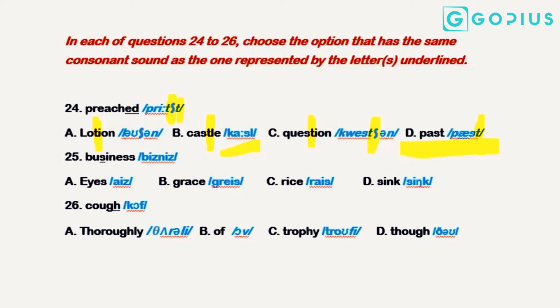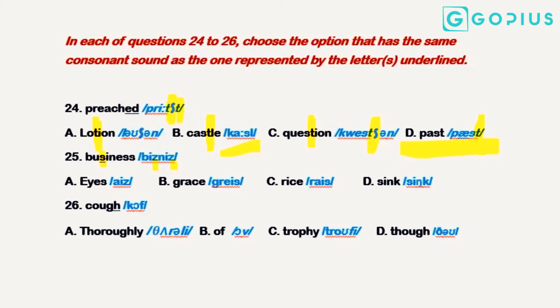So next, we have business. As you can see from the transcription, business, this is z, voiced consonant sound, even though it is represented by the letter S here. It is business. Okay, good.